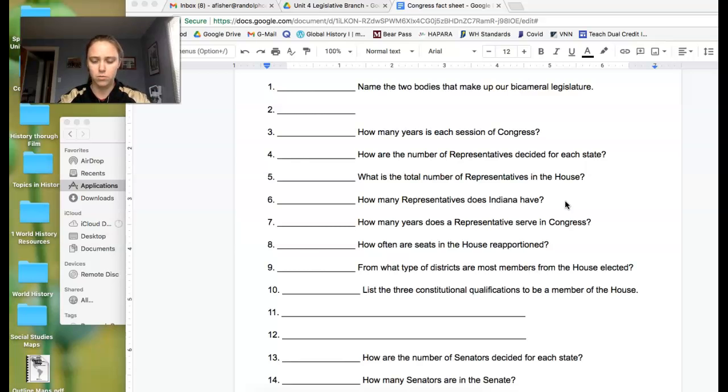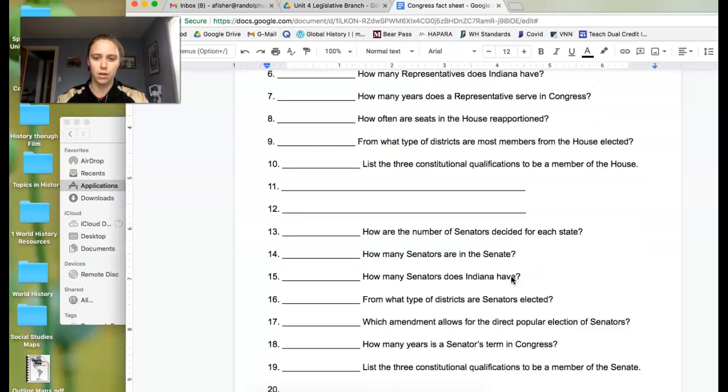10. List the 3 constitutional qualifications to be a member of the House. So for the House, you have to be at least 25 years old. That's the first one. The second one, you have to have been a citizen of the United States for at least 7 years. And the third is that you inhabit that district. You actually have to live in the district, or that doesn't go over very well. So 25, 7-year citizen, and inhabit.